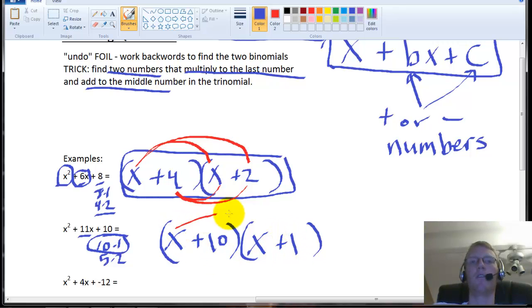Again, if you multiply it out, you get x times x is x squared, x times 1 is 1x, 10 times x is 10x. So the middle here, 10x, and the outers here, 1x. 10x plus 1x gives you that 11x that you need in the middle. And the 10 at the end is because the last times the last, 1 times 10 right here, is 10.